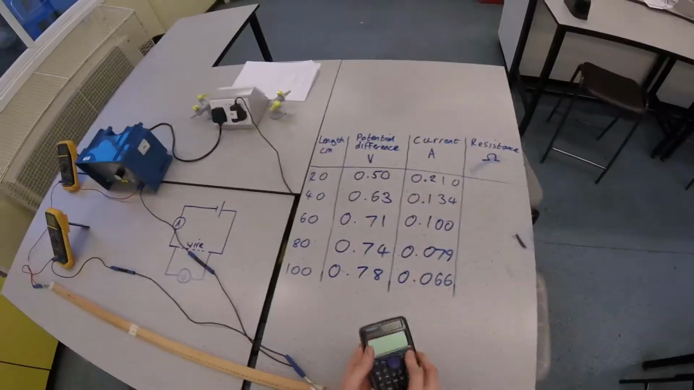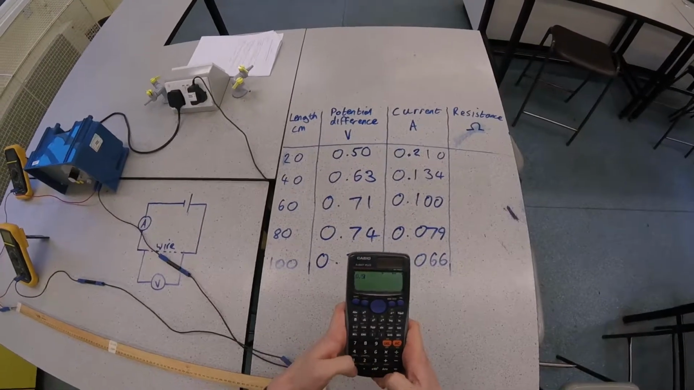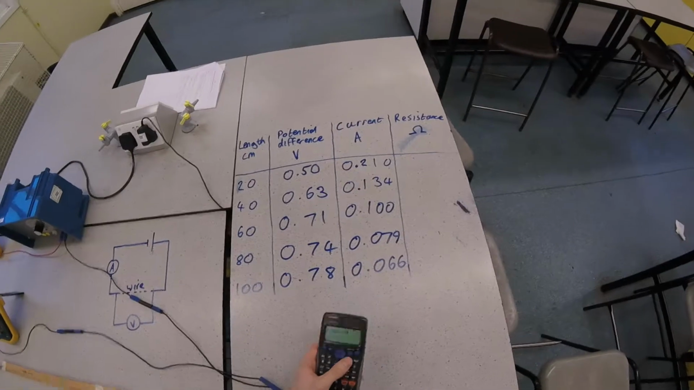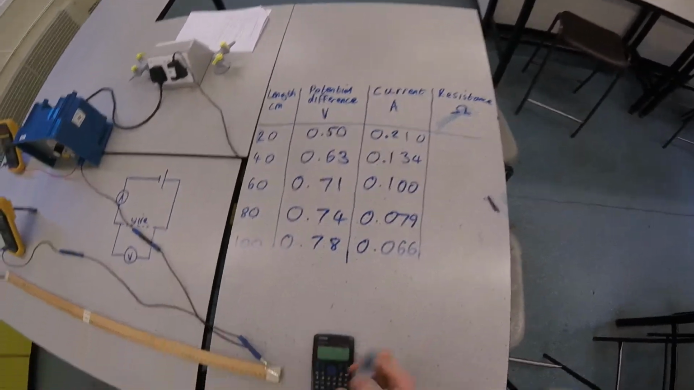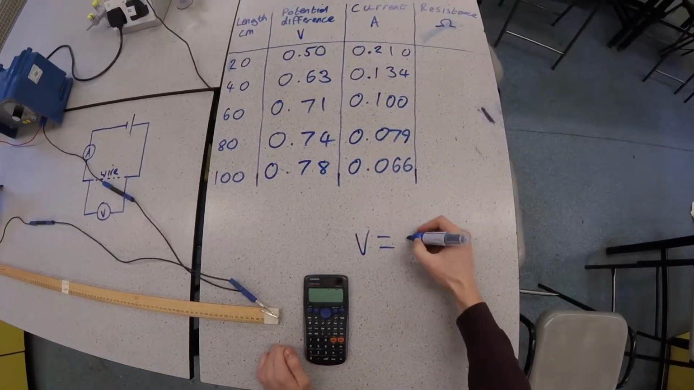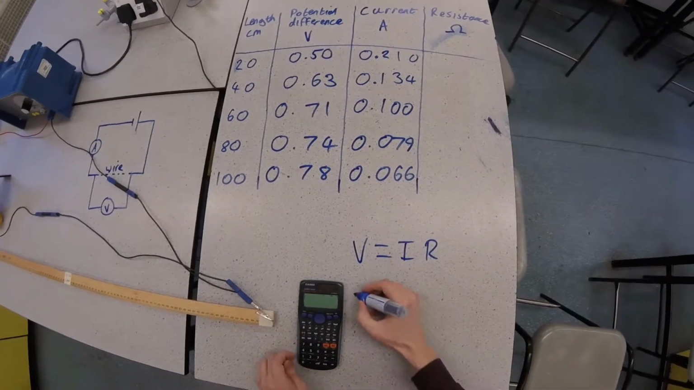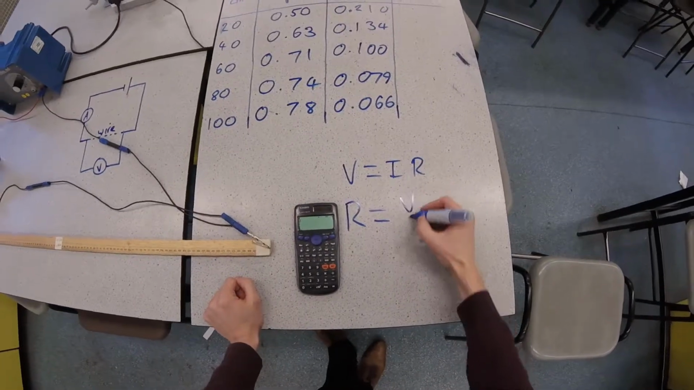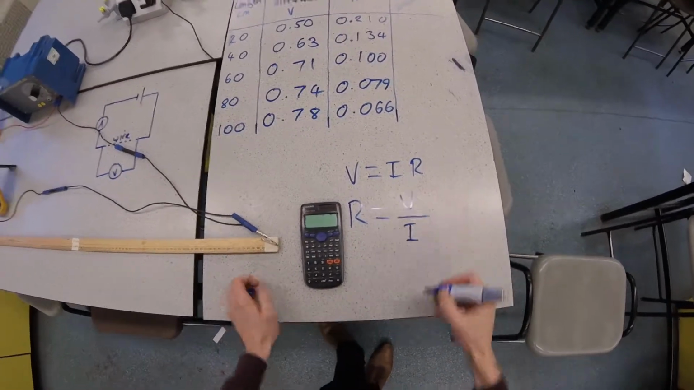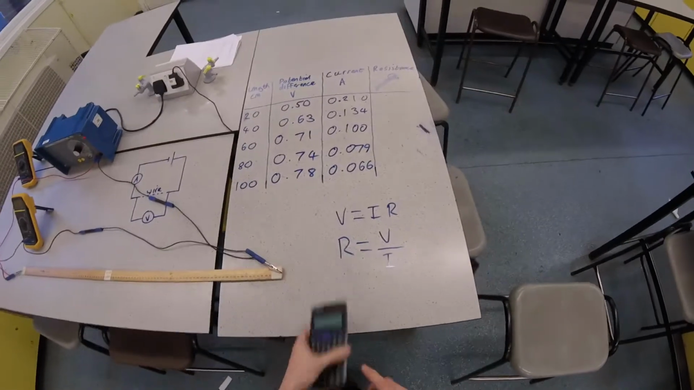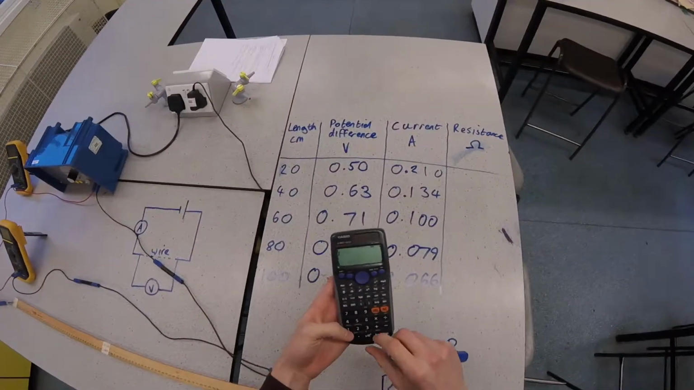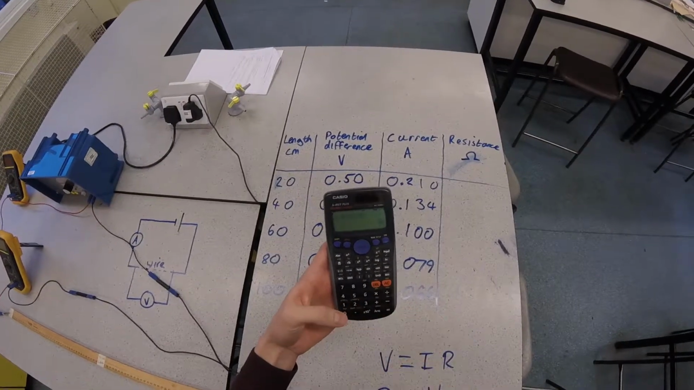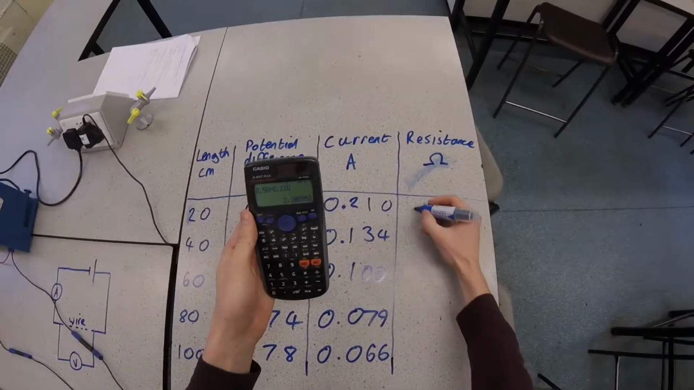Alright, so we've got our readings. Now we are going to use V equals IR to get resistance. We're going to rearrange that. So if V equals IR, that's potential difference is current times resistance, then we are going to rearrange that to get resistance equals potential difference divided by current. You can just put that V on top, and you get V over I equals R. That's what I'm doing on the calculator now. I do that for all of the lengths.